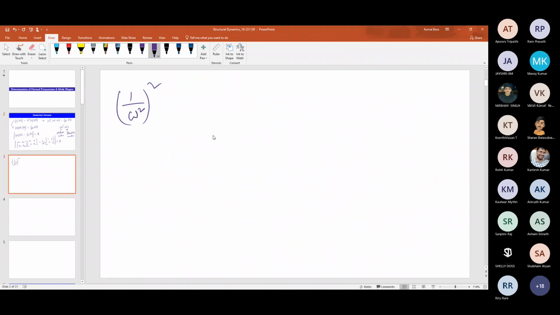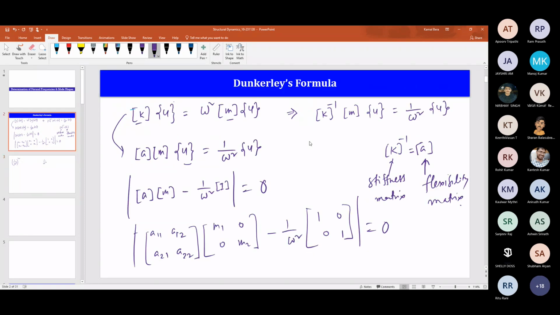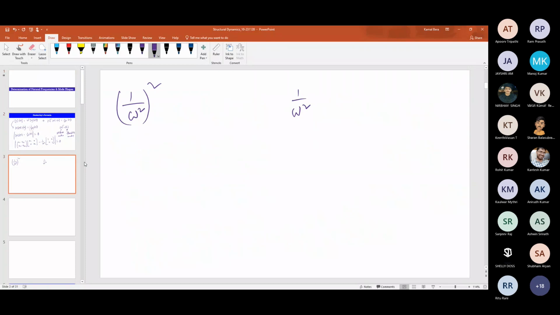Then obviously some coefficient times 1 by omega square, because it will now be a polynomial in 1 by omega square. Previously it was a second order polynomial in omega square, now it will be a second order polynomial in 1 by omega square. So that is 1 by omega square whole square, some coefficient times this, then some constant term equal to 0, and the plus or minus sign will come. Please tell me, please fill up these circles.